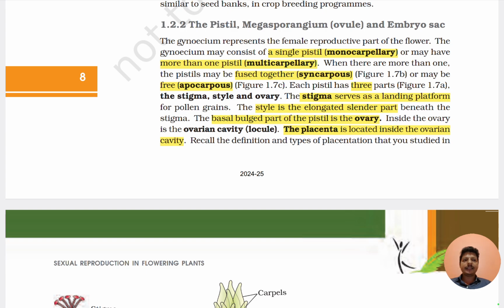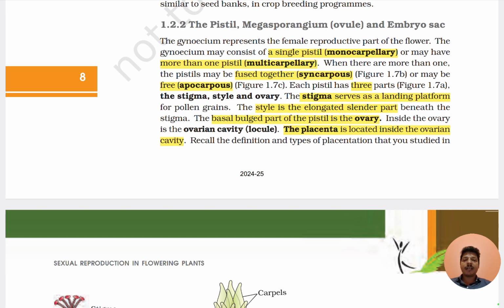The stigma serves as a landing platform for pollen grains. The style is the elongated, slender part beneath the stigma. The basal bulged part of the pistil is called the ovary. We discussed this with the diagrams in the PDF. Okay, just a reminder.